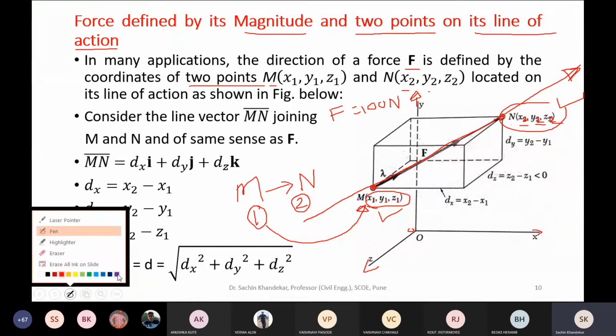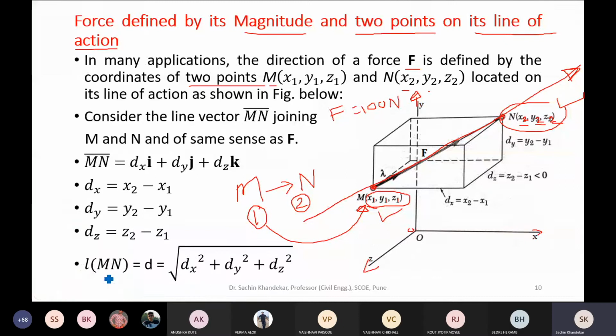And once we know all these things, then we have constructed this cube, something like this, by considering MN as a diagonal. Please note that MN is the diagonal of this particular cube. I hope you have understood this.